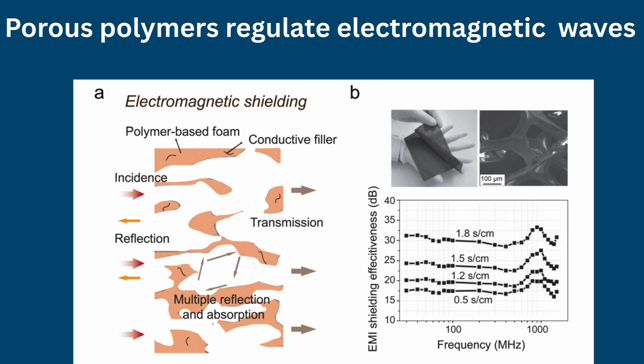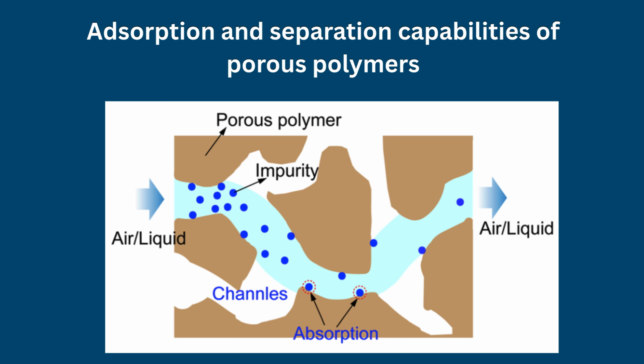In separation and purification processes, the interconnected pore network facilitates efficient mass transport, while the surface chemistry of the pores enables selective adsorption of target species. Hierarchical pore structures are especially advantageous in achieving high permeability and selectivity simultaneously, making porous polymers suitable for applications such as air filtration, water treatment, and ion separation.